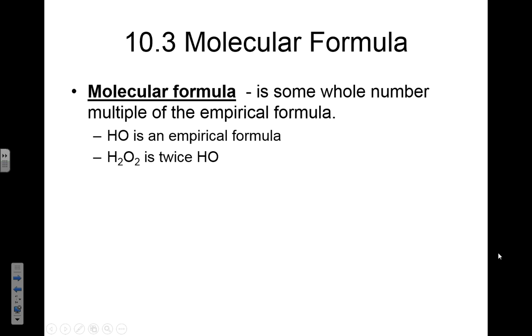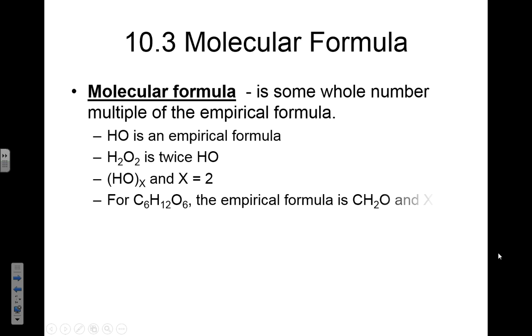Now, H2O2 is twice HO. So if H2O2, hydrogen peroxide, was our molecular formula, that means its empirical formula would be HO, and the multiple that we would multiply HO by to get the molecular formula would be 2. So HO times X, what is the X? Well, for hydrogen peroxide, the X would equal 2. That's really our job in a molecular formula problem, to find out what that multiple is.